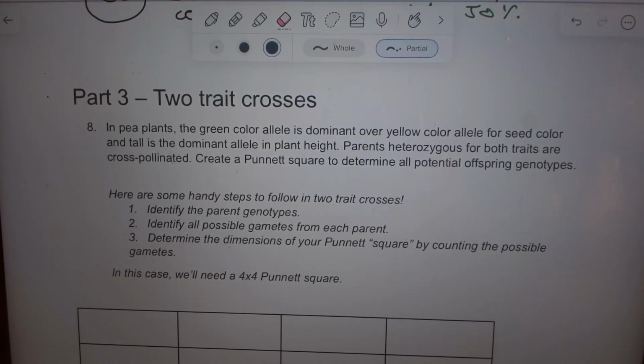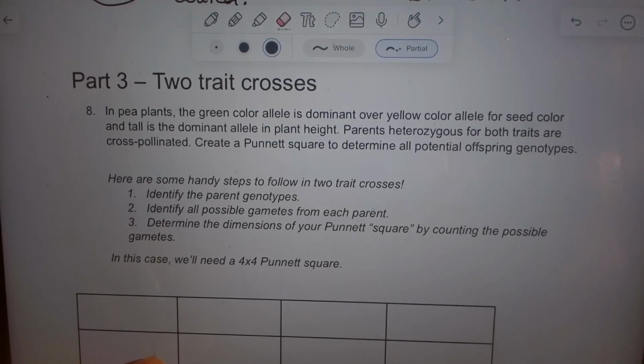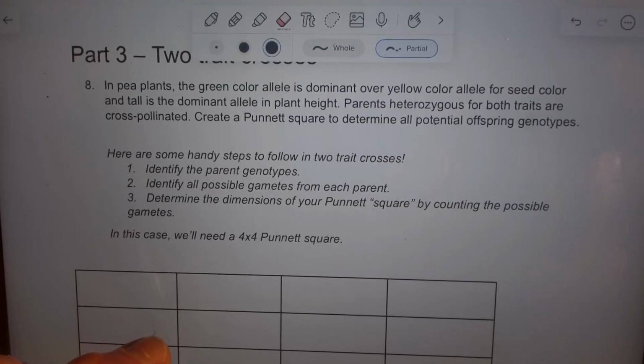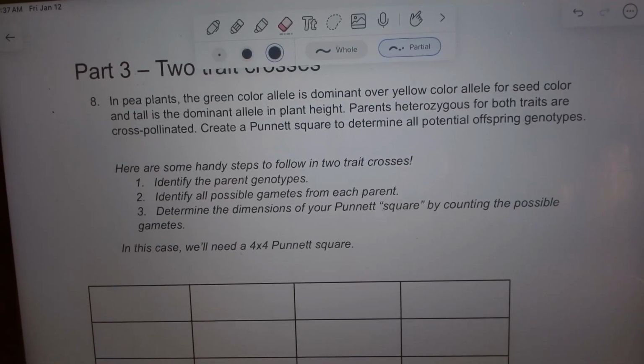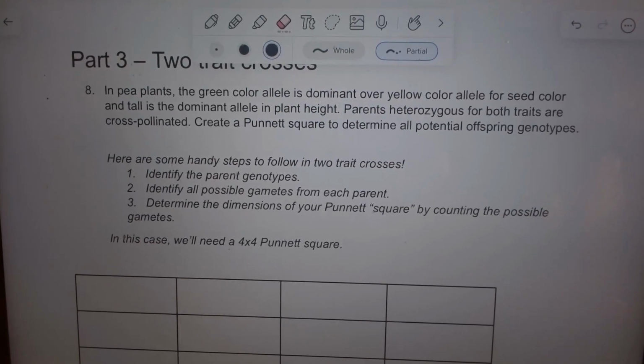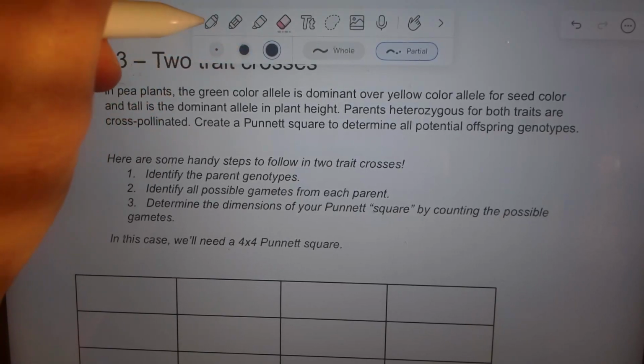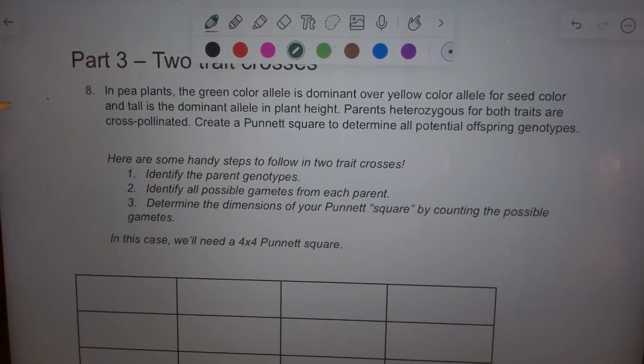This will be part 3 for practice guided problems in genetics and 2 trait crosses. In pea plants, the green color is dominant over yellow color. Let's take a note about the colors. Capital G will be for us the green pea color, and lowercase g will be the yellow.